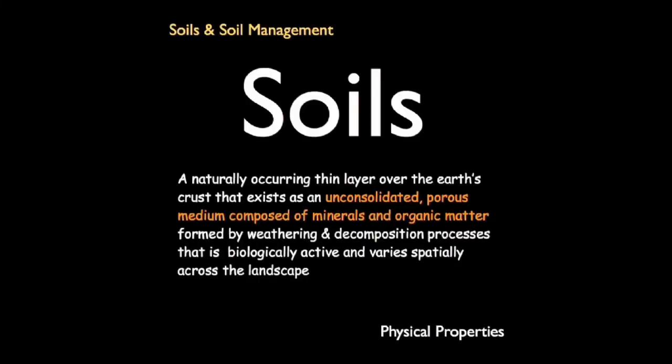This is the second unit dealing with soils. We have seen that soil is a naturally occurring thin layer over the Earth's crust that exists as an unconsolidated porous medium composed of minerals and organic matter, formed by weathering and decomposition processes, that is biologically active and varies spatially across the landscape. Here we are particularly interested in that aspect of soil that is an unconsolidated porous medium composed of minerals and organic matter. That is, we're interested in the physical properties of soil.